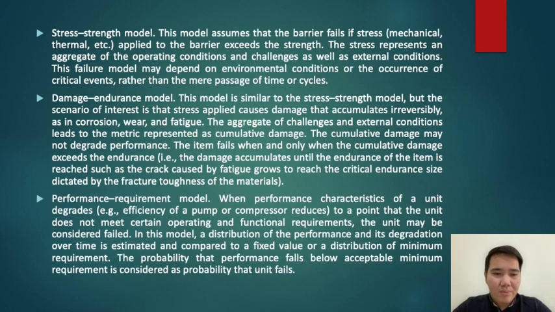The third one is the performance requirement model. When the performance characteristic of a unit degrades to a point that the unit does not meet certain operating and functional requirements, the unit may be considered failed. In this model, a distribution of the performance and its degradation over time is estimated and compared to a fixed value or a distribution of minimum requirement. The probability that performance falls below the acceptable minimum requirement is considered as the probability that the unit fails.